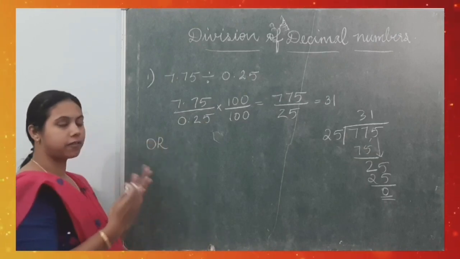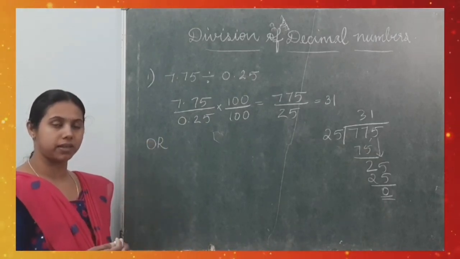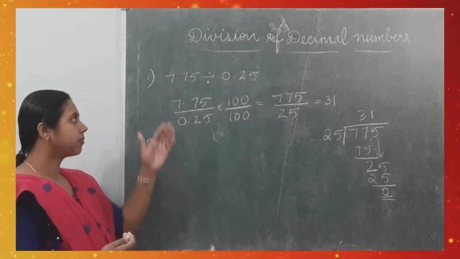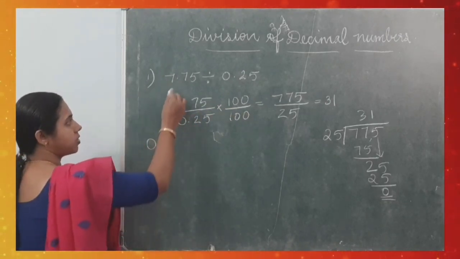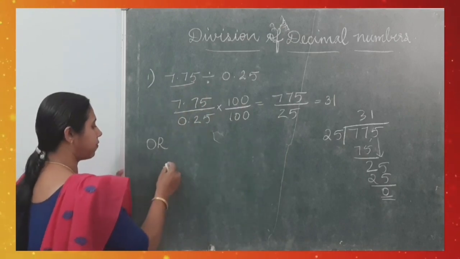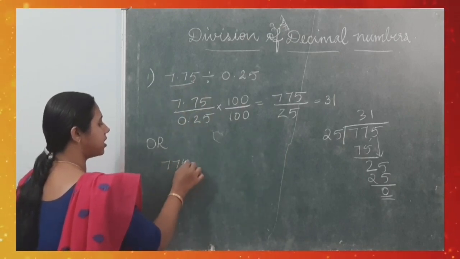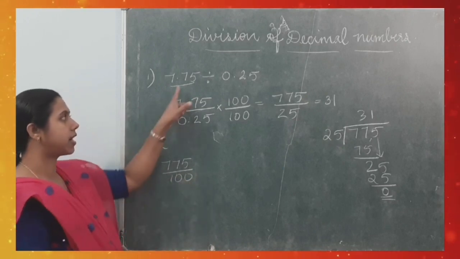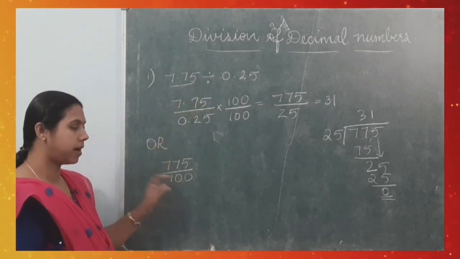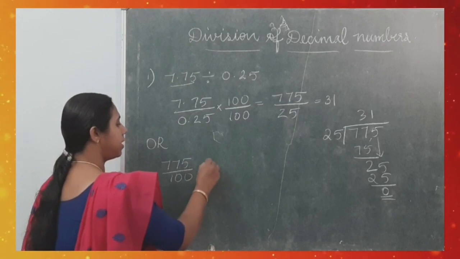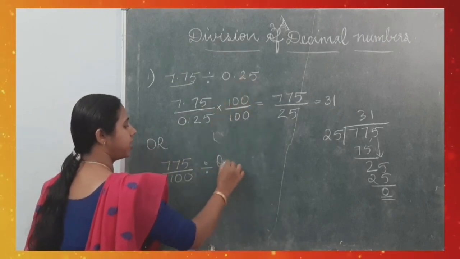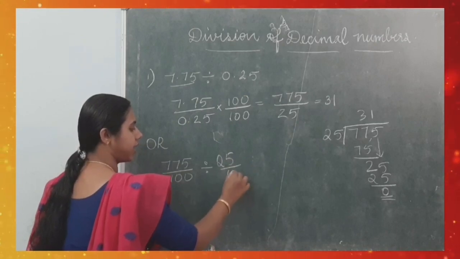Same you can do it using the fraction method. Which is convenient for you, you can use that method. This is the easy method. Very easily you can get the answer. If you are using fraction method, first you change the decimal into fraction form. So 775 by 100 because there are 2 decimal places. So divided by 100. Dividing by 0.25 we can write 25 by 100.